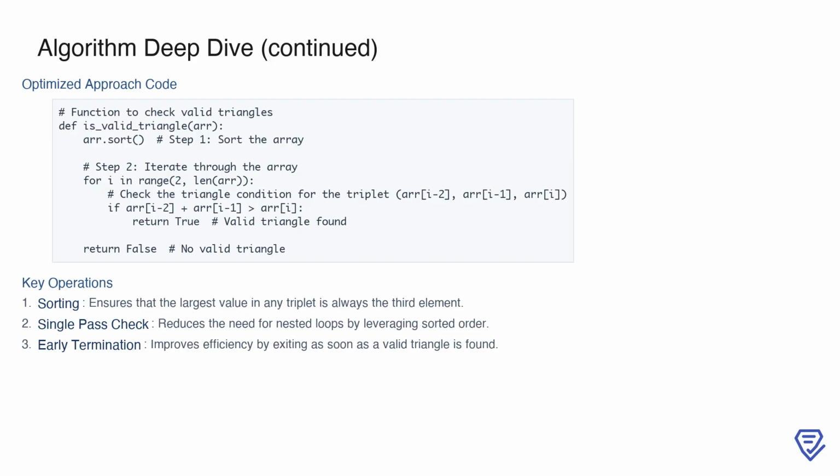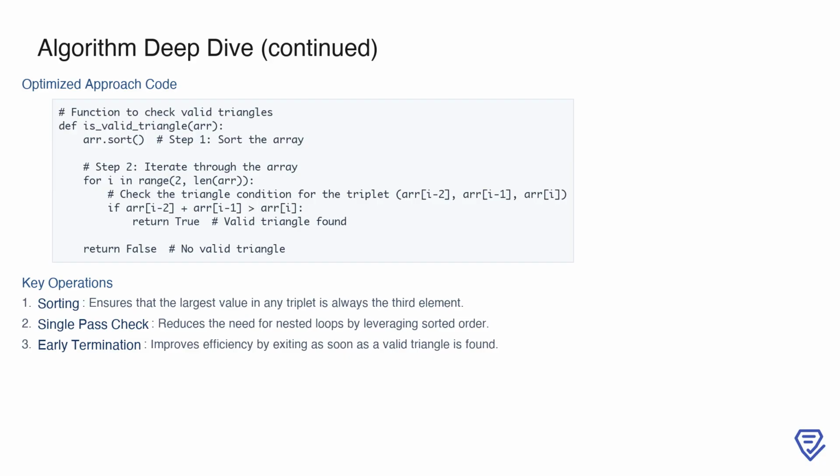If this condition is met, we return true immediately, indicating that we've found a valid triangle. If the loop completes without finding any valid triangles, we return false. The key operations here include sorting the array to simplify the checks, using a single loop instead of nested loops, and leveraging early termination to improve efficiency.